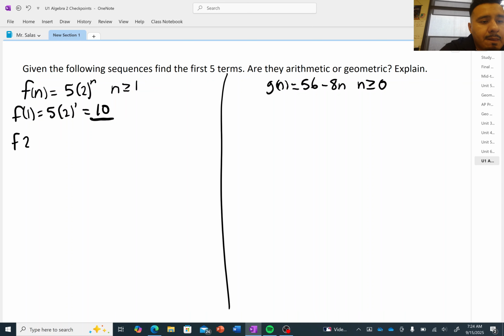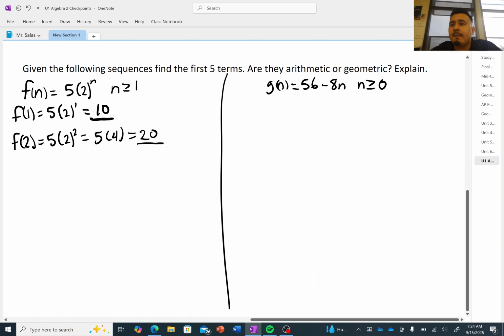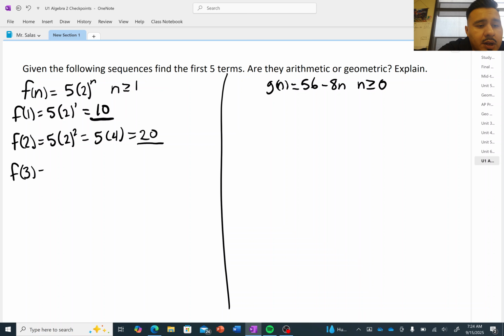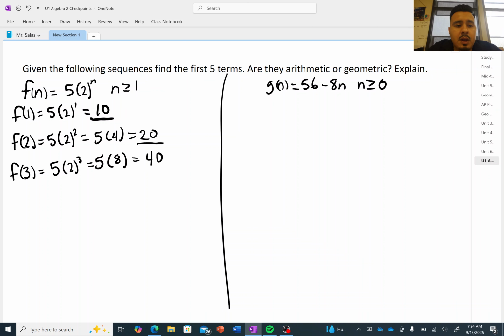Let's do f of 2. f of 2 is equal to 5 times 2 squared. Well, what is 2 squared? 2 squared is 4, so 5 times 4, which means my next number is 20. Okay? Let's look at the number after that. f of 3 equals 5 times 2 to the power of 3. 2 to the power of 3 is 8, so that's 5 times 8. 5 times 8 is 40. After this, you should find that f of 4, by the way, is equal to 80. And f of 5 is equal to 160.